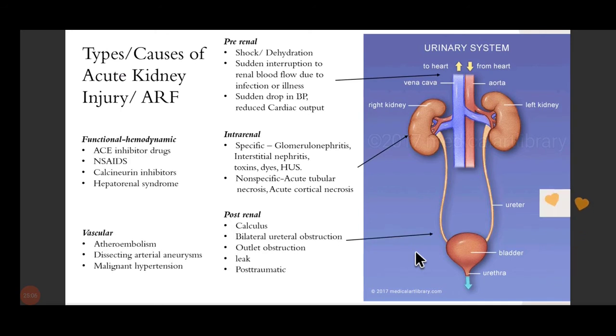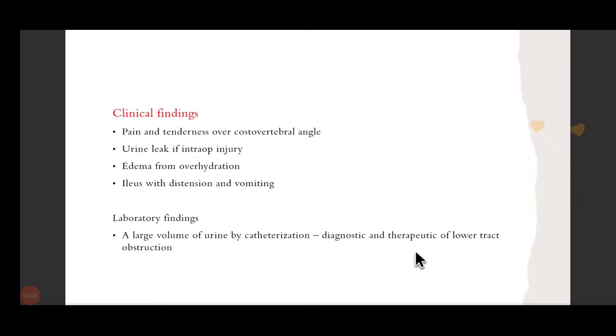This again shows the location, the site of the pathology. In these patients, what you find is there is pain and tenderness over the costovertebral angle. There may be urine leak if you have done an intraoperative injury, there will be edema from overhydration, and there may be ileus with distension and vomiting.